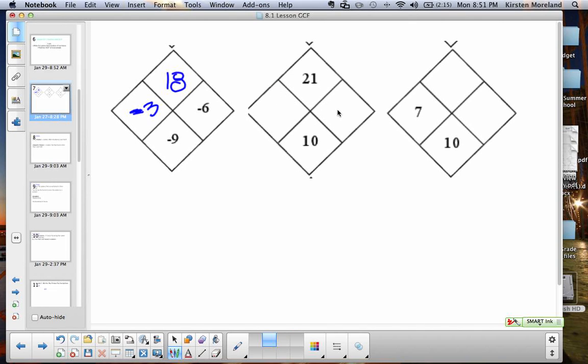Alright, so we're looking for two numbers that multiply to 21 and add to 10. And those would be 7 and 3. And this one I'm looking for when I add a number together, I get 10, that'd be 3. So really I just get the same diamond as the one next to it.